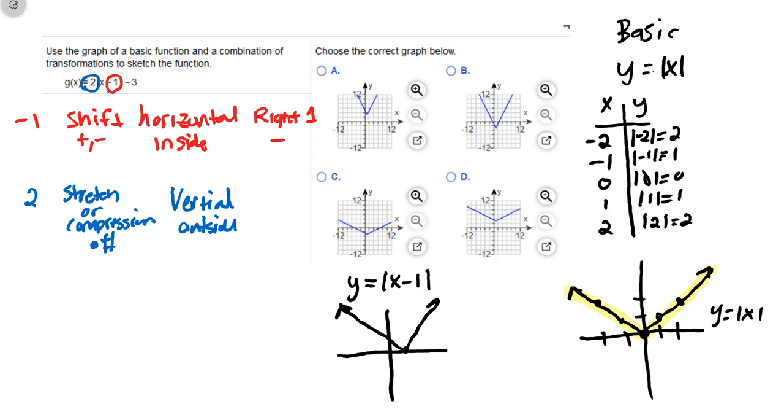Now, because I'm multiplying by 2, which is greater than 1, I know this is called a stretch. So what's going to happen when we put that 2 into our graph is it stretches vertically, becomes skinnier.